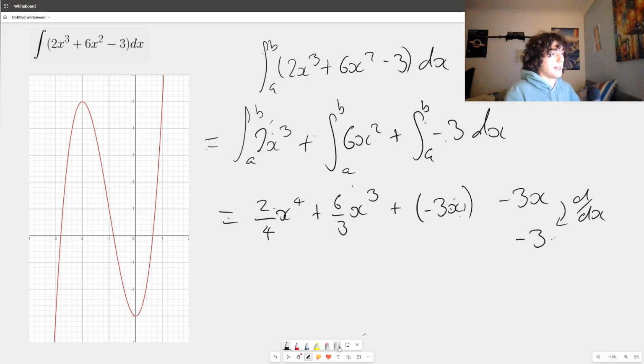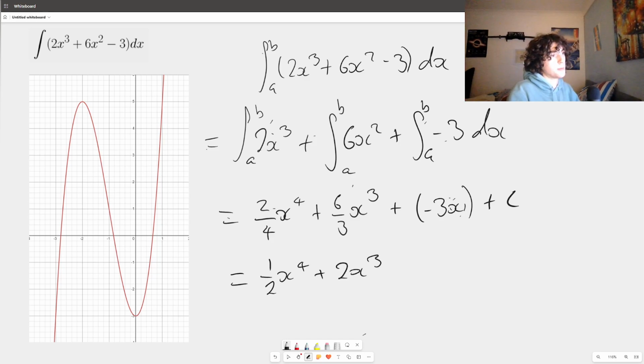We then need to add our plus c, so I'm going to just remove this. We then need to add our plus c onto the end of this equation. It's very necessary, you must always remember to do that. And we can simplify this expression. So 2 over 4 is just going to be a half x to the 4 plus 2x cubed minus 3x plus c, and that will be your answer.